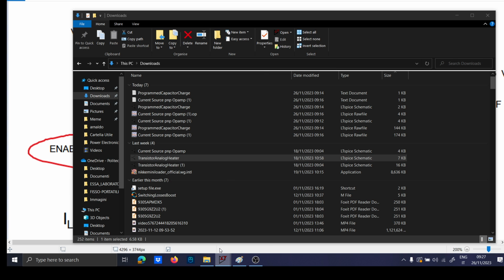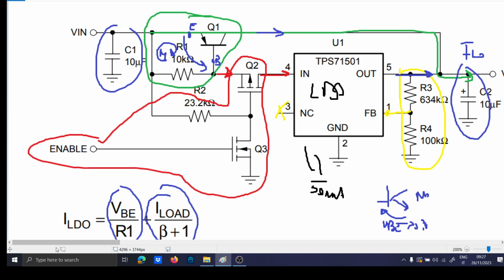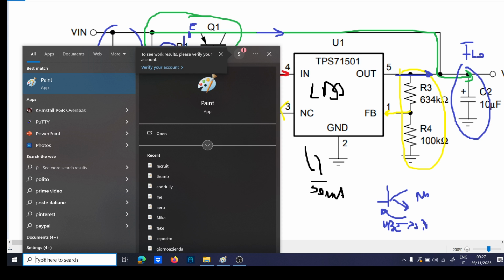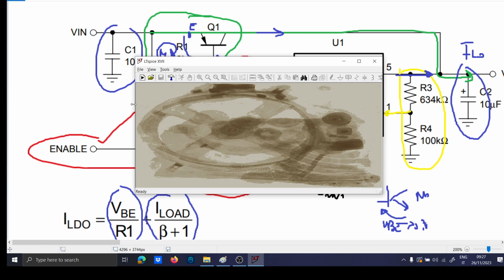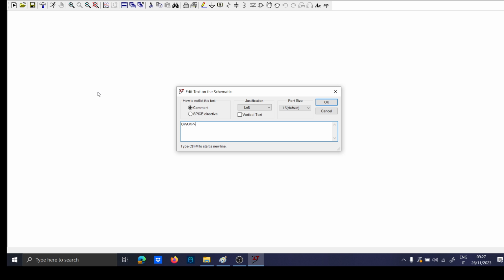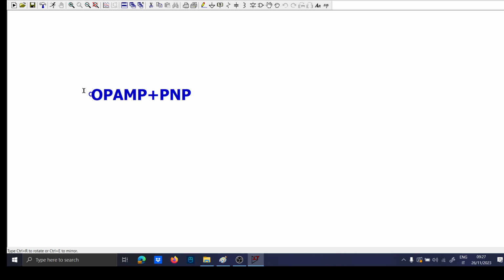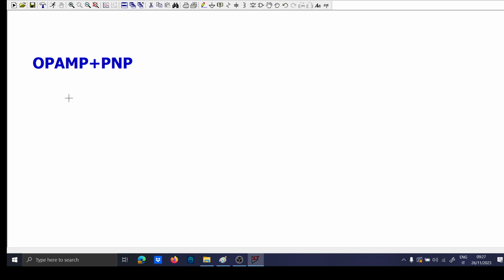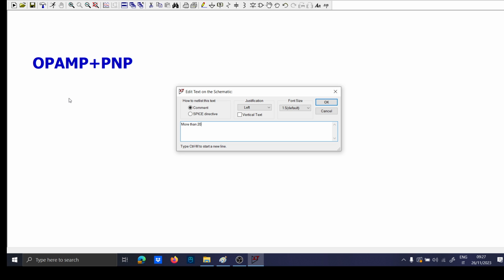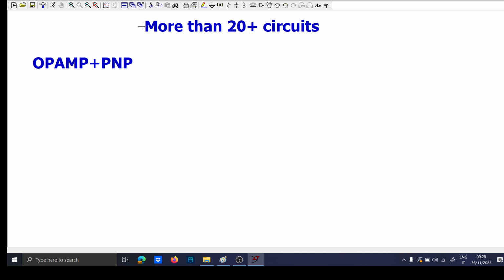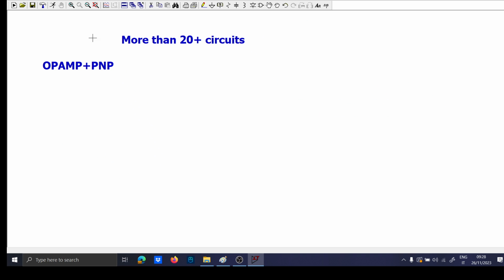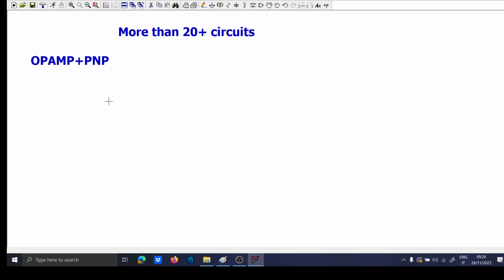Now I will show you different techniques. There are also very famous ones. You can find at least 20 different circuits of this. So let's start immediately. The first will be a combination of Opamp plus PNP. This is also one of the most common. I repeat, there are more than 20 circuits, so I will only illustrate 3 of them, and even 4 if I have time.